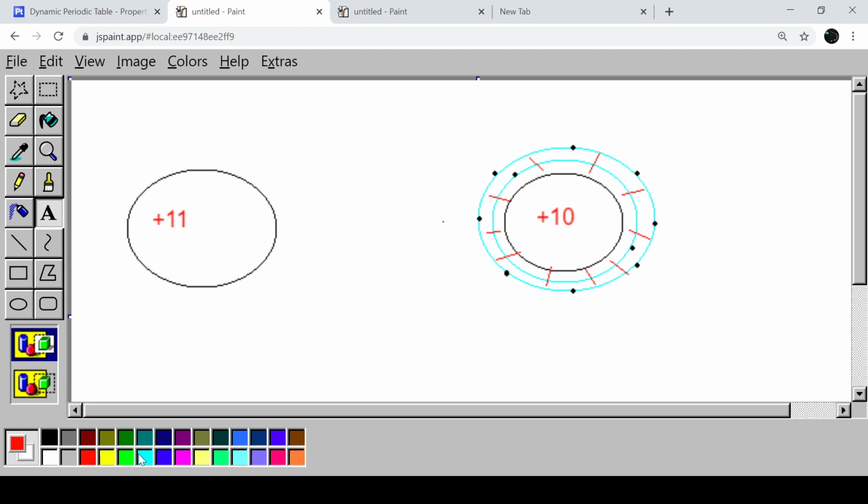And we need to draw the energy levels. We're going to draw the first energy level, which is going to be really, really close to the nucleus because it's pulling on those electrons pretty tight. We'll draw in our electrons, 1, 2. Then we're going to draw in that second energy level, and that second energy level is going to be really tight as well.